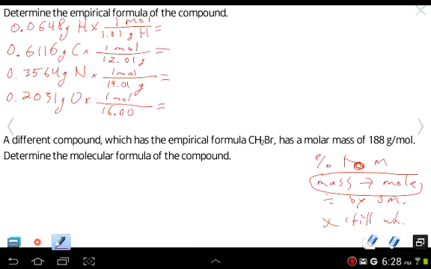So go ahead and do each one of these and quickly work out the moles of each substance. Keep a little more significant figures than needed until the very end. So we have 0.0648 divided by 1.01, which gives us 0.06416. This is moles of hydrogen. Do the same thing with the carbon. 0.6116 divided by 12.01 should give us 0.05092 mole of carbon.